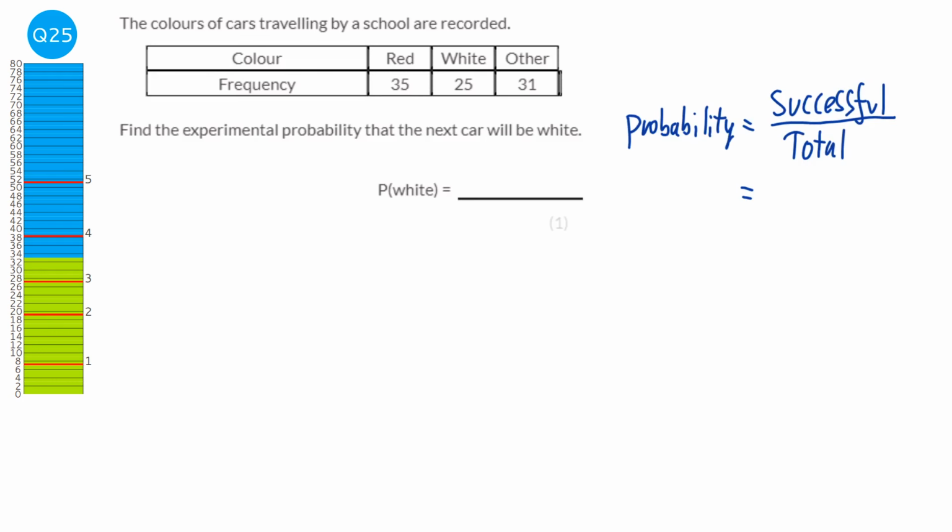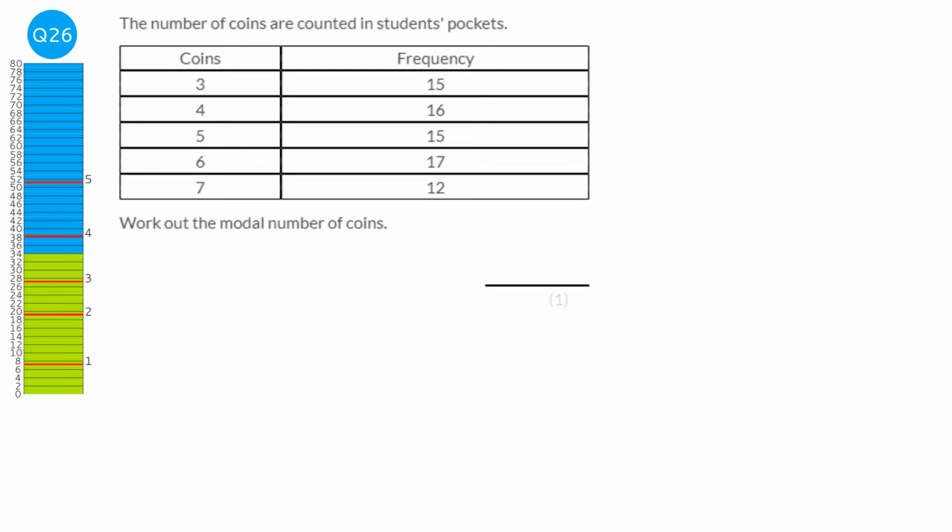So we're looking for the probability that it's white, so it's going to be 25 over, and we're just going to do 35 plus 25 plus 31, which is 91, and that's our probability, 25 over 91. Be careful when it says total, you must include all of the outcomes, so red, white, and other.